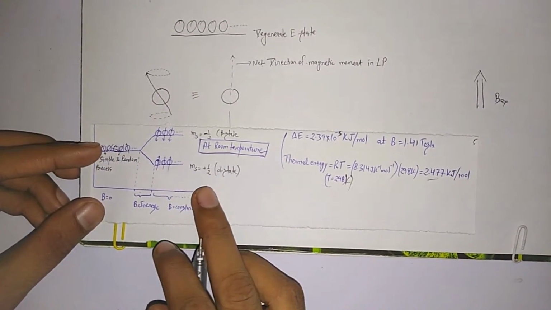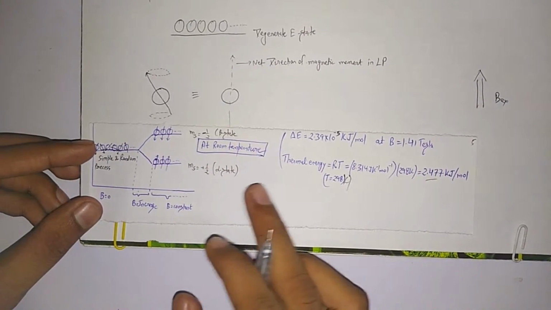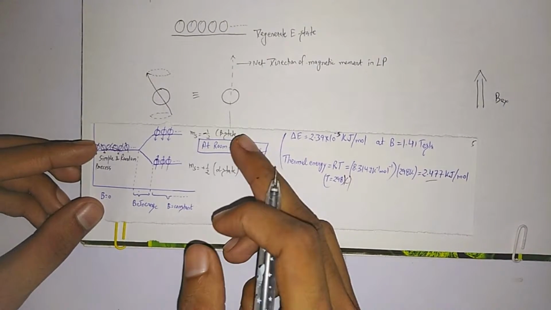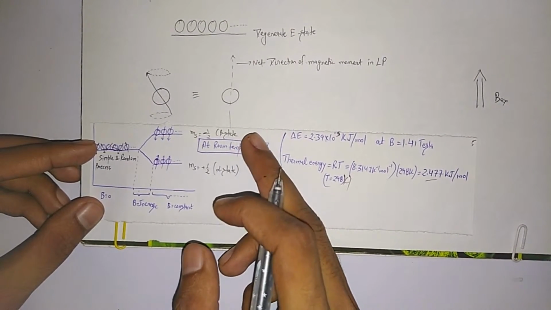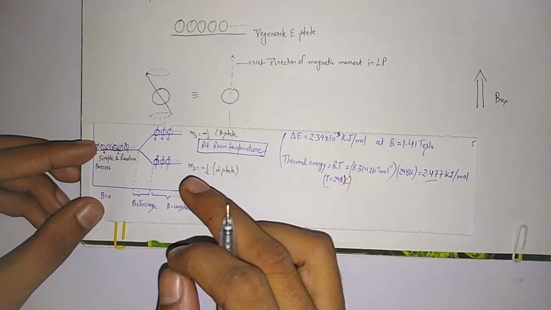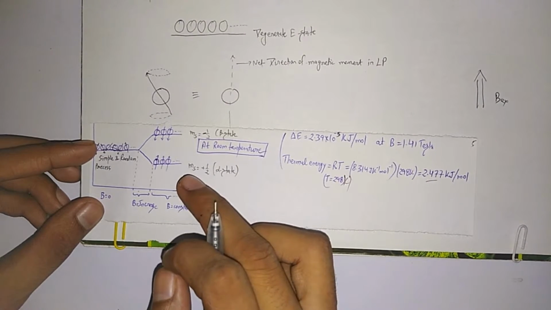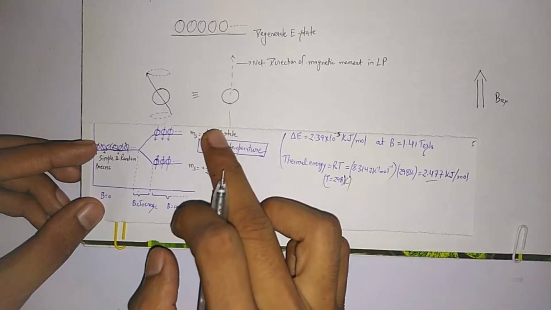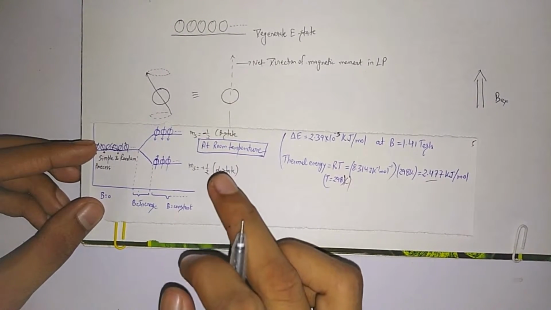Although at room temperature roughly half of the population of nuclei gets sufficient energy to stay in the beta state due to thermal energy, there will be some population in the ground state in excess as compared to that of the beta state, and that population is called the excess population.